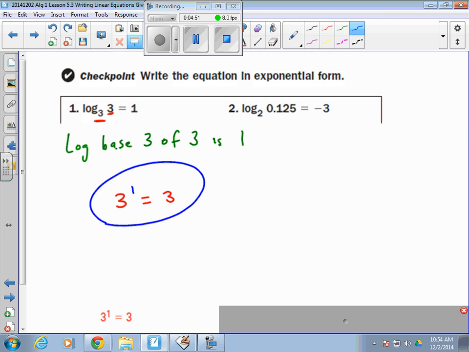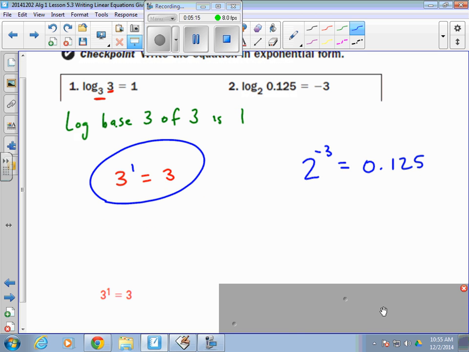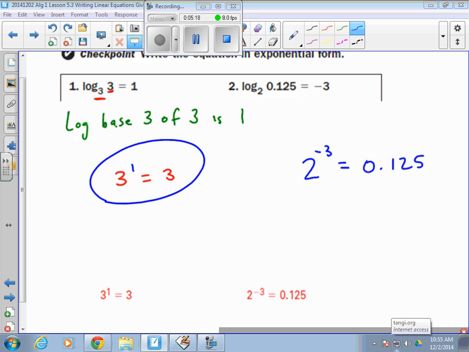Log base 2 of 0.125 equals negative 3. You know, if it makes a decimal number, something smaller than 1, it's going to have to be a fraction because it's going to have to ride the elevator. And then how many times do you raise 2 to itself to get 0.125, which is 1/8. This is the equivalent of 1/8.